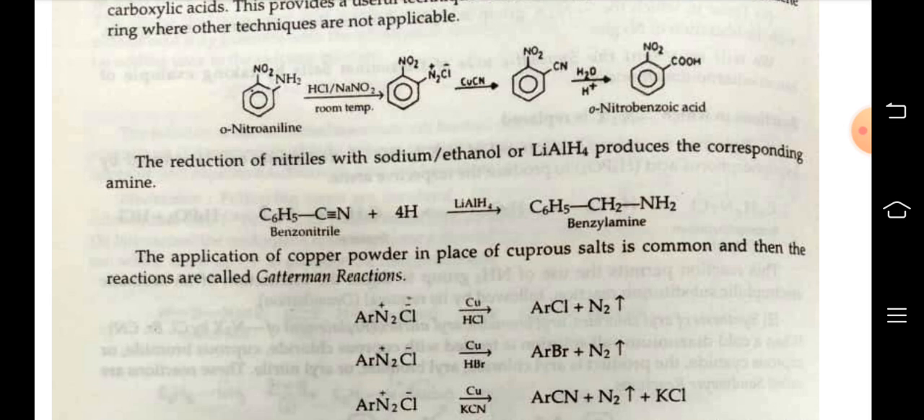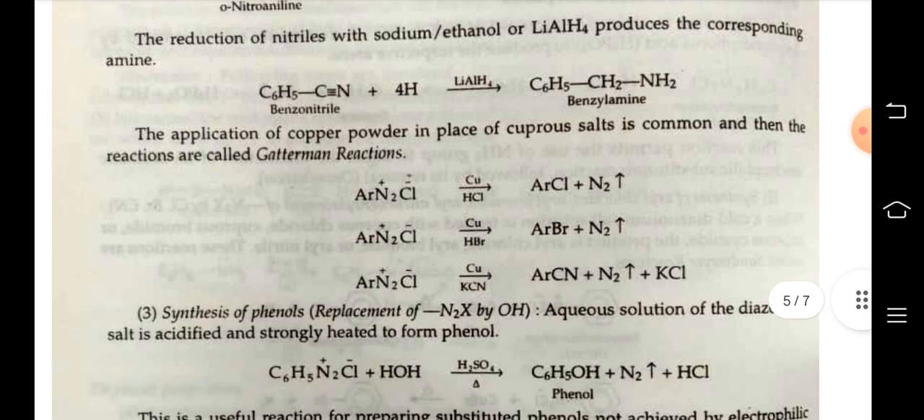The application of copper powder in place of cuprous salt is common, and then the reactions are called Gattermann reactions. Here ArN2+ Cl- in the presence of Cu/HCl gives ArCl plus N2 gas evolved. Second is ArN2+ Cl- in the presence of Cu/HBr to give ArBr plus N2 gas evolved. Third is ArN2+ Cl- in the presence of Cu/KCN to give ArCN plus N2 gas evolved plus KCl.